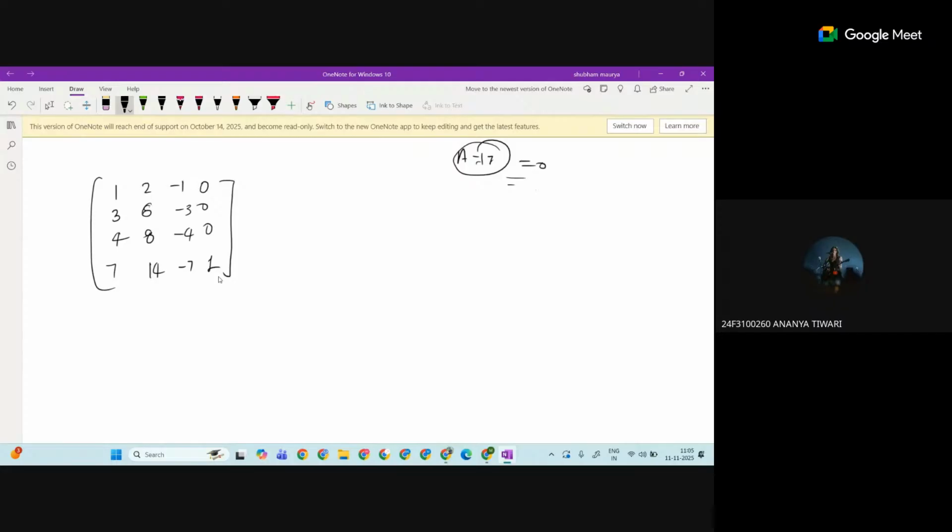Okay. So here is a rank 1 matrix. If this entry is 0, it is a rank 1 matrix. You can easily check that. It is just a multiple of the first row: 3 times this, 4 times this, 7 times this. This is the main row. And the other vector is 1, 2, minus 1, 0.